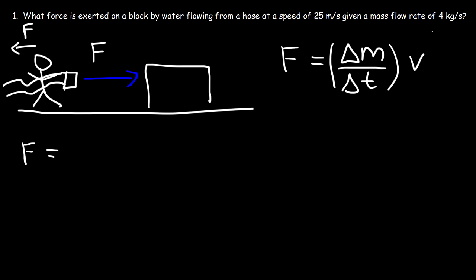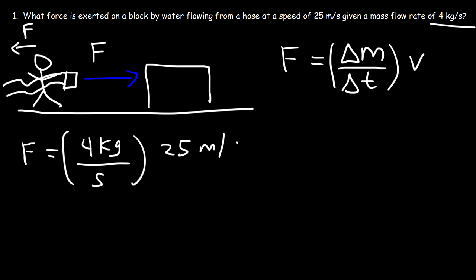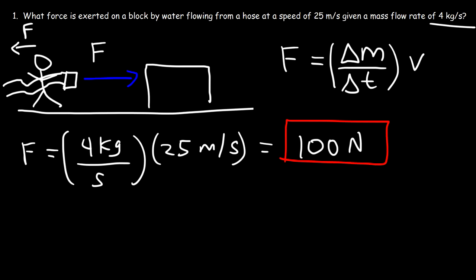So the mass flow rate was given to us. It's 4 kilograms per second. As you can see, m is in kilograms, t is in seconds. And the speed of the fluid, it's moving at 25 meters per second. So 4 times 25 will give us a force of 100 newtons. So that's the force exerted by the fluid on a block. And this is also the force that the person feels towards the left.